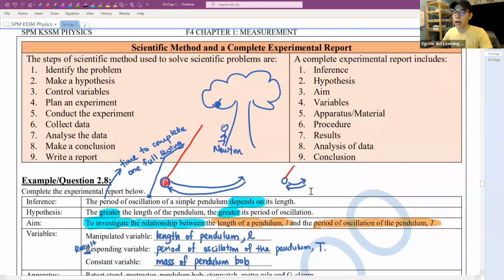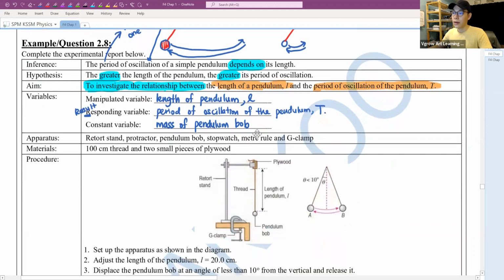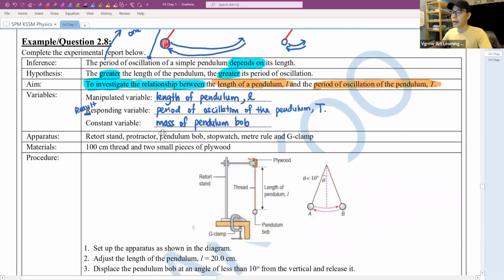Then the next part is we state the apparatus and materials. All these things don't need to memorize. I just want to introduce to you how a report looks like. Don't need to memorize, but some things you can highlight like how I did. Depends on is usually what the words that they use in inference. Sometimes they will use something affects something also, similar meaning. Hypothesis, like I said, they can use something increase, then something increase. The aim is usually to investigate the relationship between two things. But learning how to write variables is important, I feel.